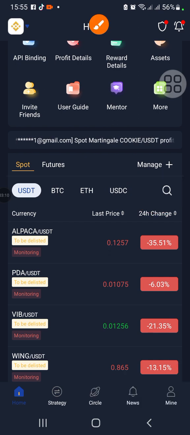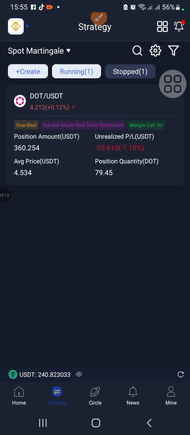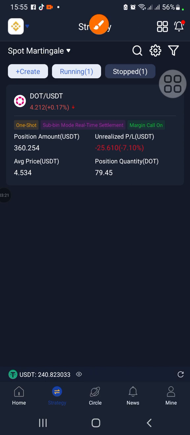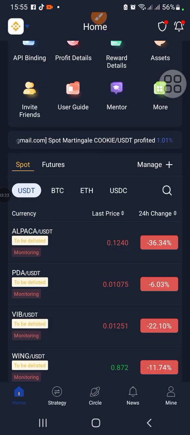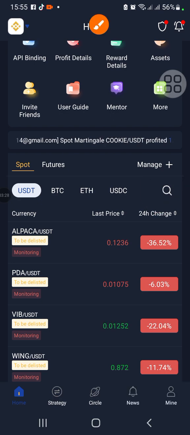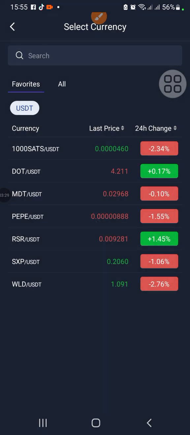I tap there, or else I can decide to tap on strategy. Okay, when I tap on strategy, I'm gonna tap here. Okay, so you can decide where you want to tap. So I'll go back to the home page and I'm going to tap here. So when I tap there, I'm gonna look for the coin.